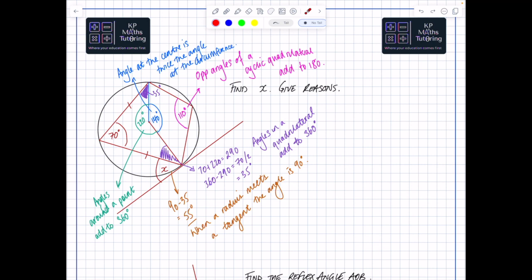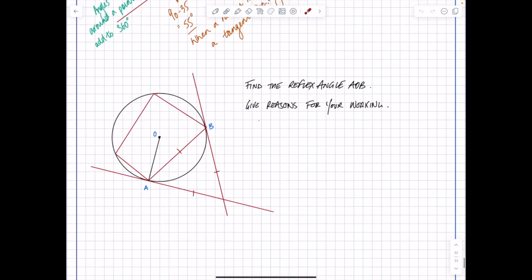Okay, right, we've got one more to look at. So last example here, it says find the reflex angle AOB. So the key thing here is that this is actually talking about the reflex part.